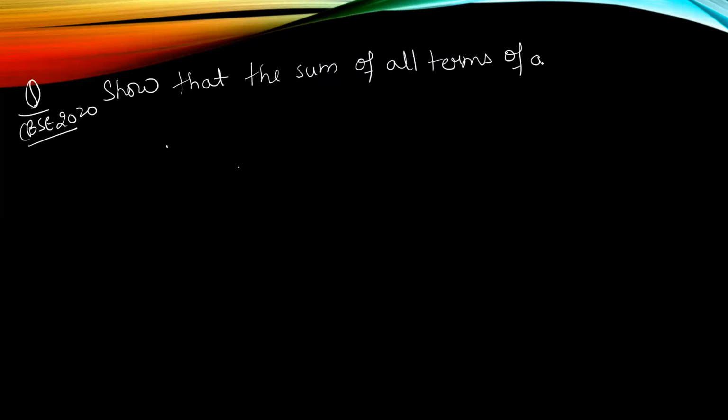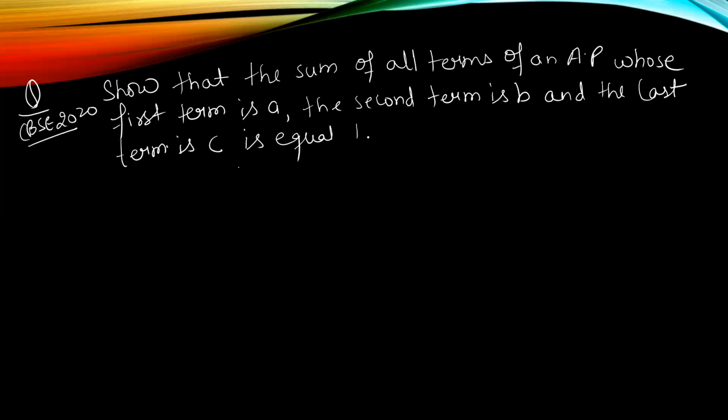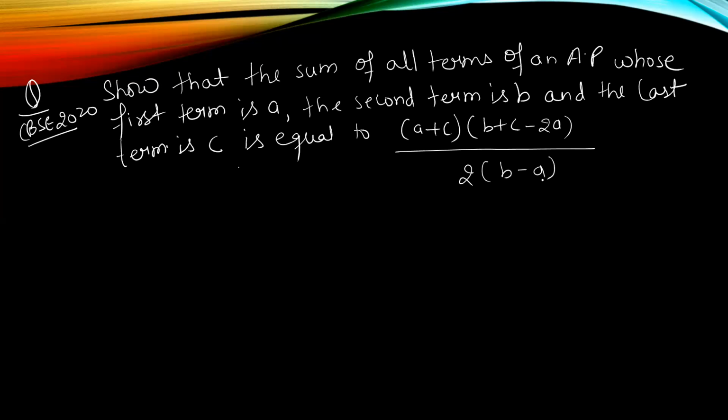This is from CBSE 2020. Show that the sum of all terms of an arithmetic progression whose first term is A, the second term is B, and the last term is C is equal to (A plus C)(B plus C minus 2A) upon twice of (B minus A). So how will you solve this problem? Let's quickly do it.